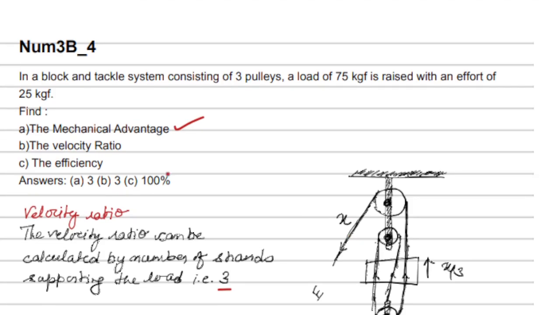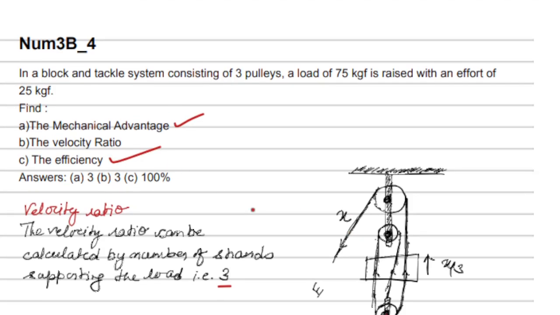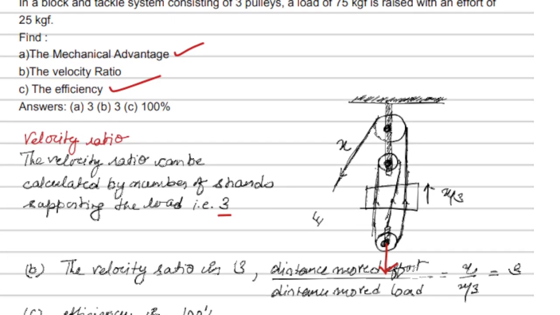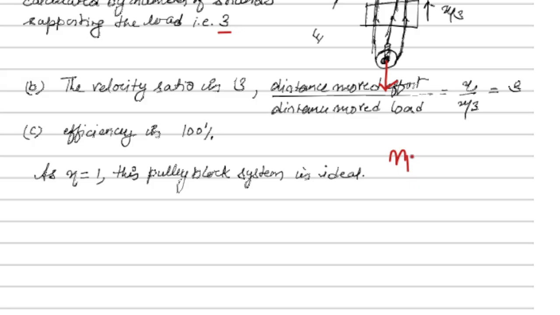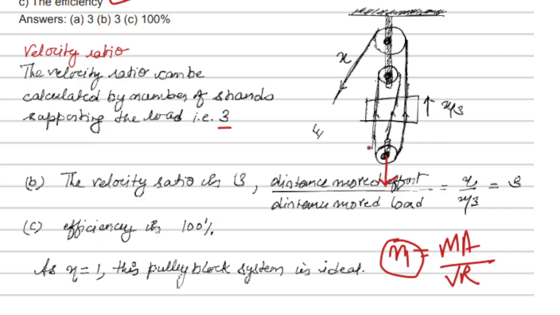Now, what they're asking is the efficiency. If you see, we have a formula: eta is equal to MA divided by VR. 3 by 3 is 1. That's why this is an ideal machine. We have assumed that this is an ideal machine, and that's why MA is equal to the velocity ratio. In practical machines, that doesn't happen. The mechanical advantage in practical machines is always lesser than the velocity ratio.